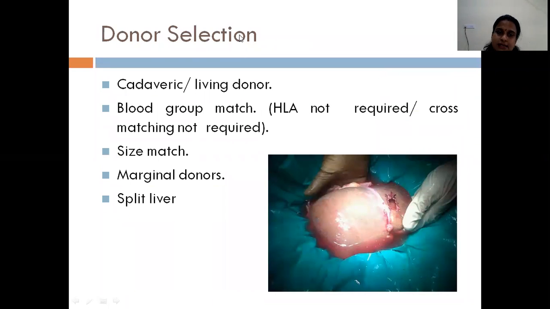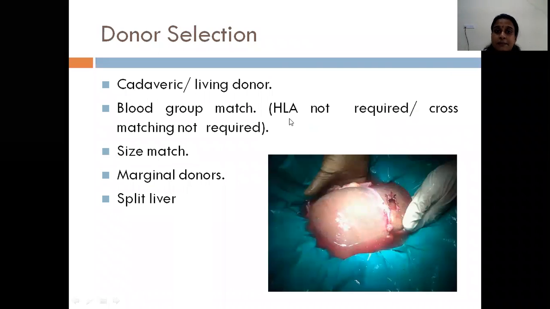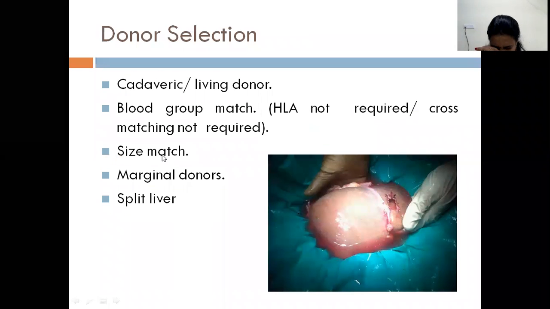How is the donor selected? It is either cadaveric or living donor. The blood group, ABO, and HLA have to be matched. Sometimes HLA need not be matched if it is an emergency case. Otherwise, try to match the HLA antigens always. Size matching is important. Marginal donors may be considered.